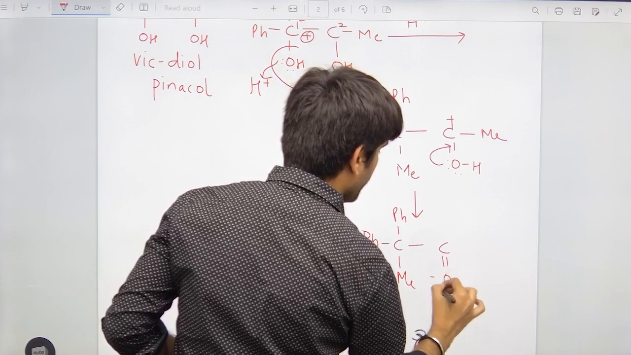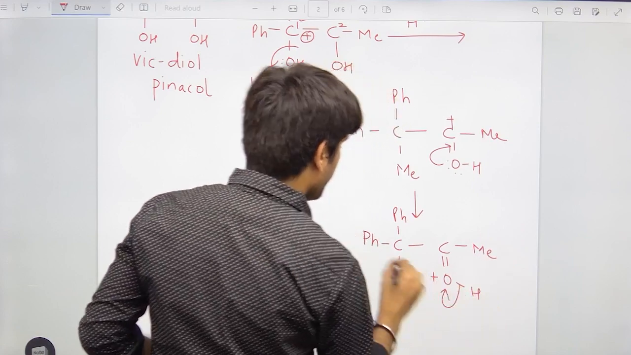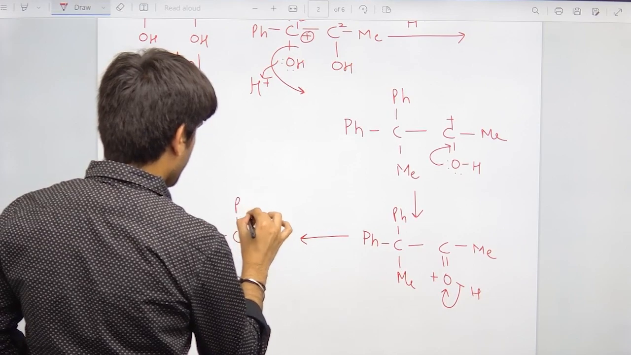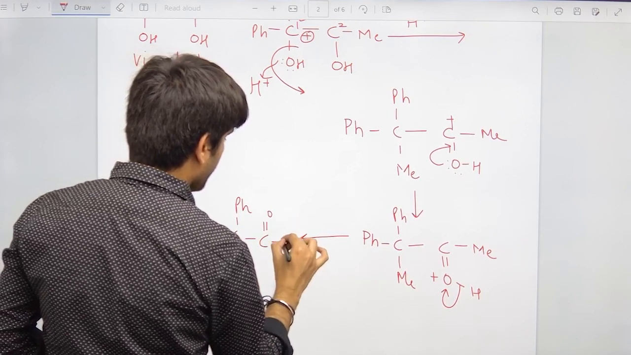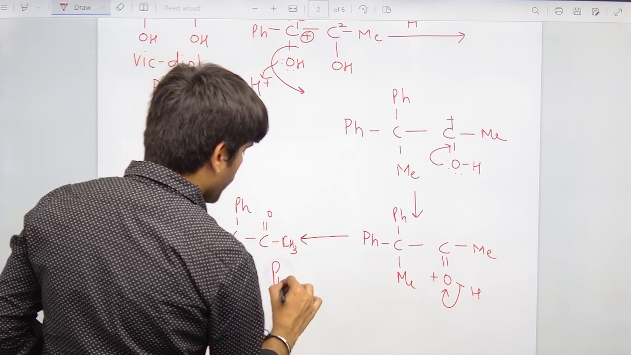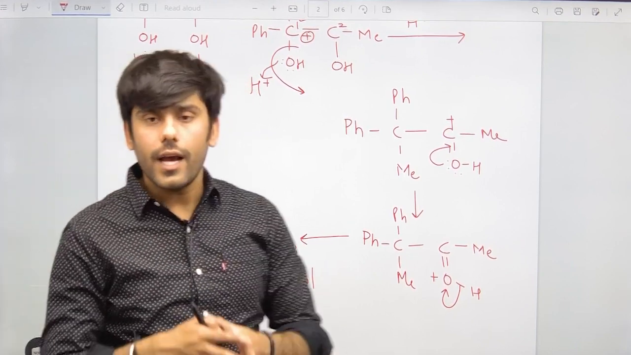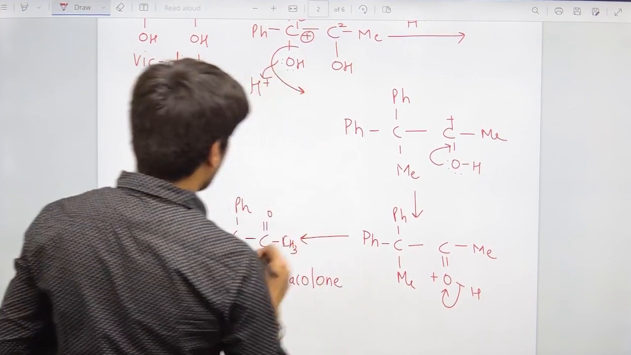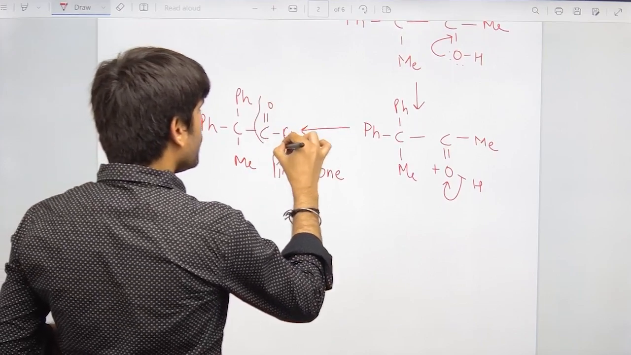And in the last step this H can leave, giving you a ketone of this type. Yes, this is called pinacolone. So basically this rearrangement converts diols into carbonyl compounds. This is your pinacol. Now, you know that this is your methyl ketone.